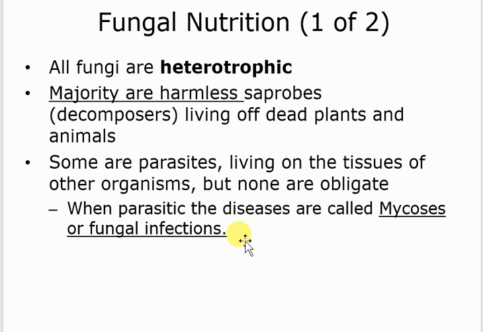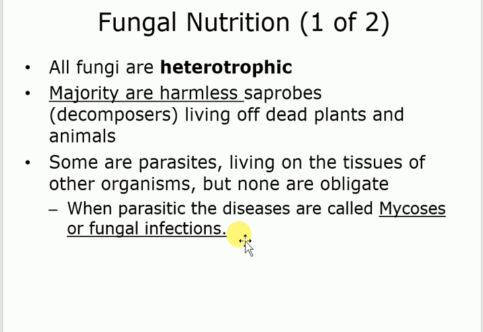If they live on dead, not living, whether it's plant or dead animals, dead anyway, we call that harmless and saprobes. If they live on living tissues, human tissues, animal tissues, we call that parasites. Did you get the difference between those two? Okay.